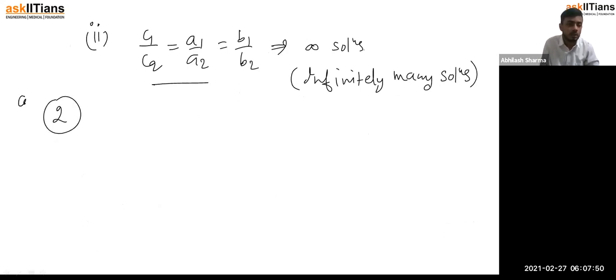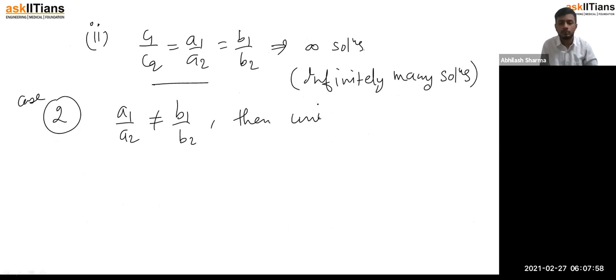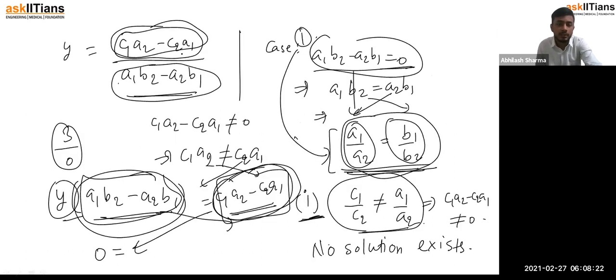Now we have case number 2. This case is when a1 by a2 is not equal to b1 by b2, then a unique solution will exist. Unique solution means one exact value of x and one exact value of y will exist. So only one ordered pair of x and y will satisfy the given equation, because in this case the denominator will be non-zero. Obviously division is always defined by a non-zero number, so we will get a unique value of y from here.